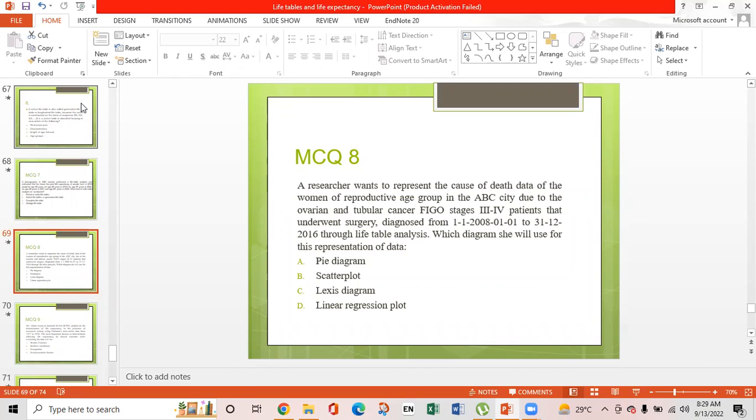C. Yes, C is the right one. Lexis diagram will be used by her.